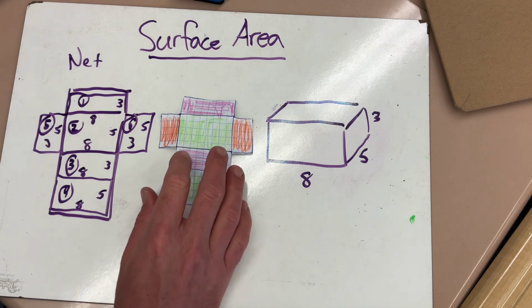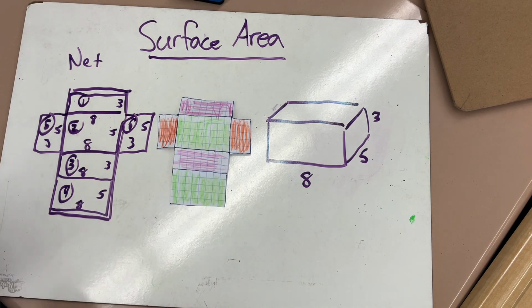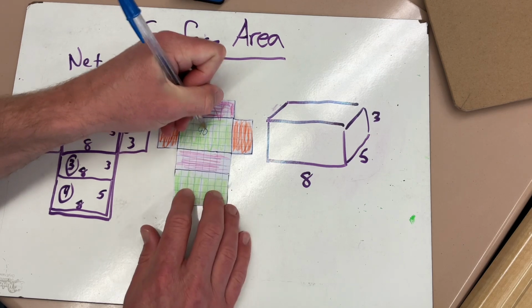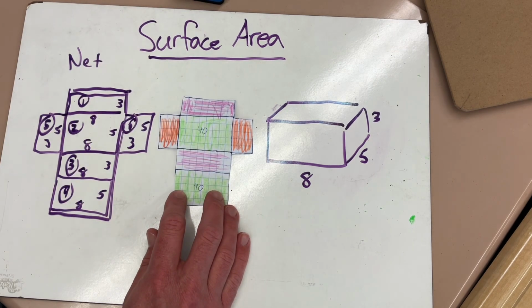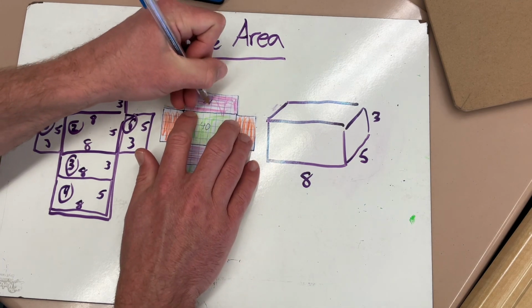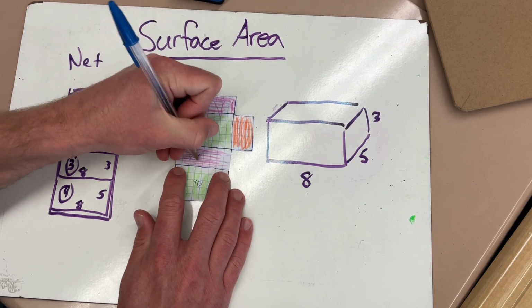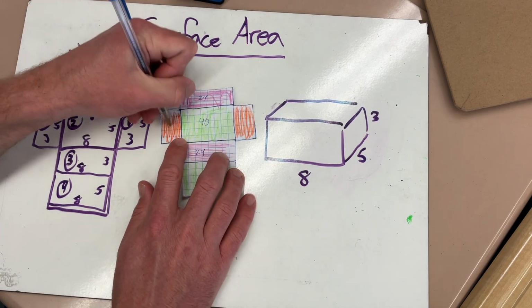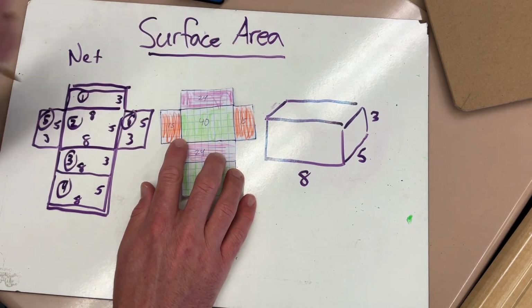I'll do it on my sheet of paper right here. My 8 by 5, that's 40. This guy has a twin that's also 40. My 8 by 3 is 24, and this is 24 as well. Then I have a 5 by 3, which is 15 and 15.